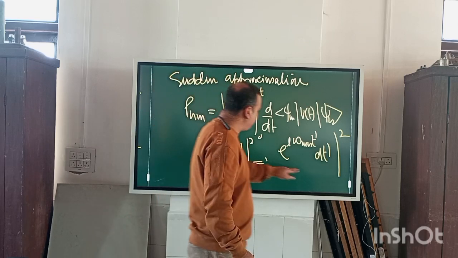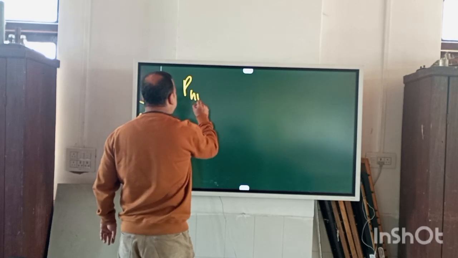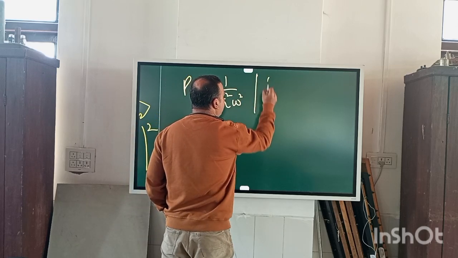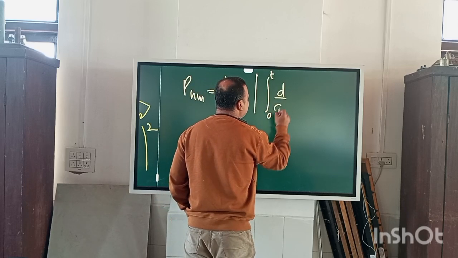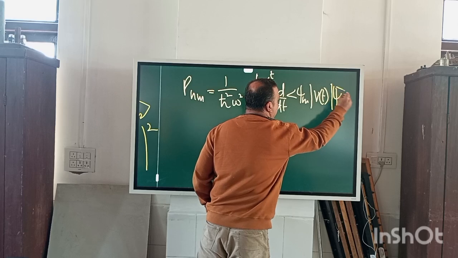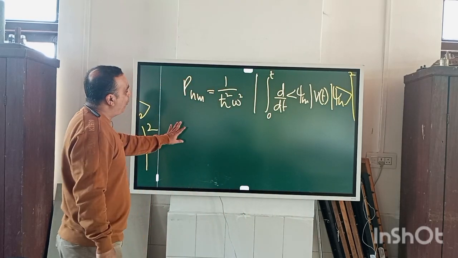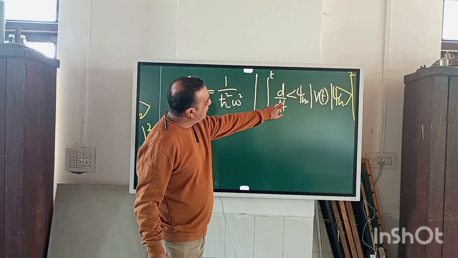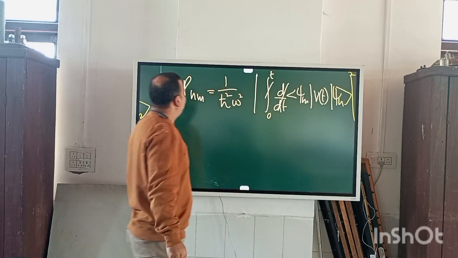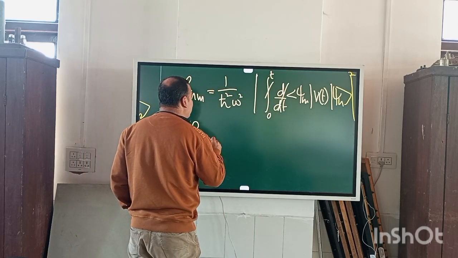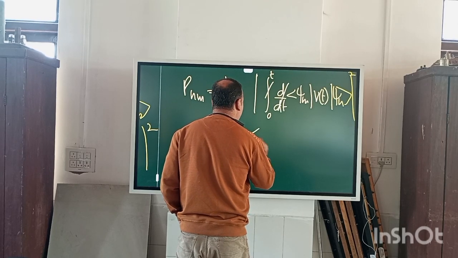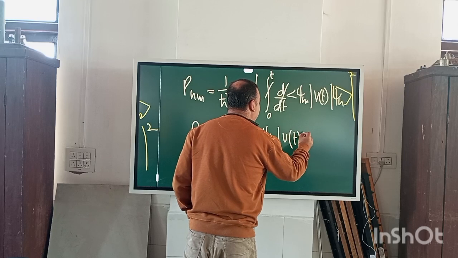So in this case, what will we be left with? We'll be left with P_nn is 1 by h bar square omega square, then you have the mod of the integral from 0 to t of d by dt of psi n V of t psi n, the mod of the whole squared. What is so important here is that we can directly cancel the derivative with the integral. So what we'll come up with is P_nn is 1 by h cross square omega square and the square of psi n V of t psi n.